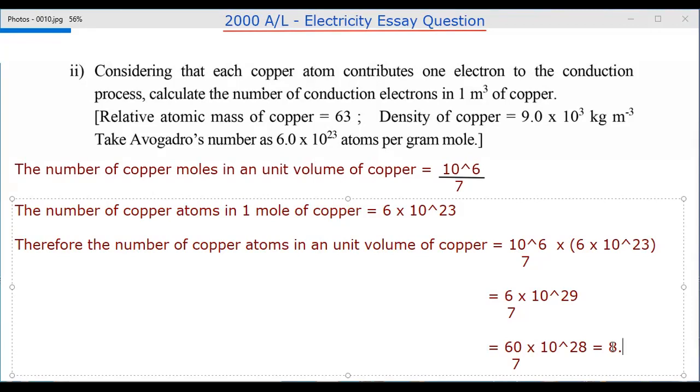40 divided by 7 is 5. 7 times 5 is 35. 5 remaining. 50 divided by 7 is 7. 8.57 into 10 to the power 28. Is it clear? Is it correct here?